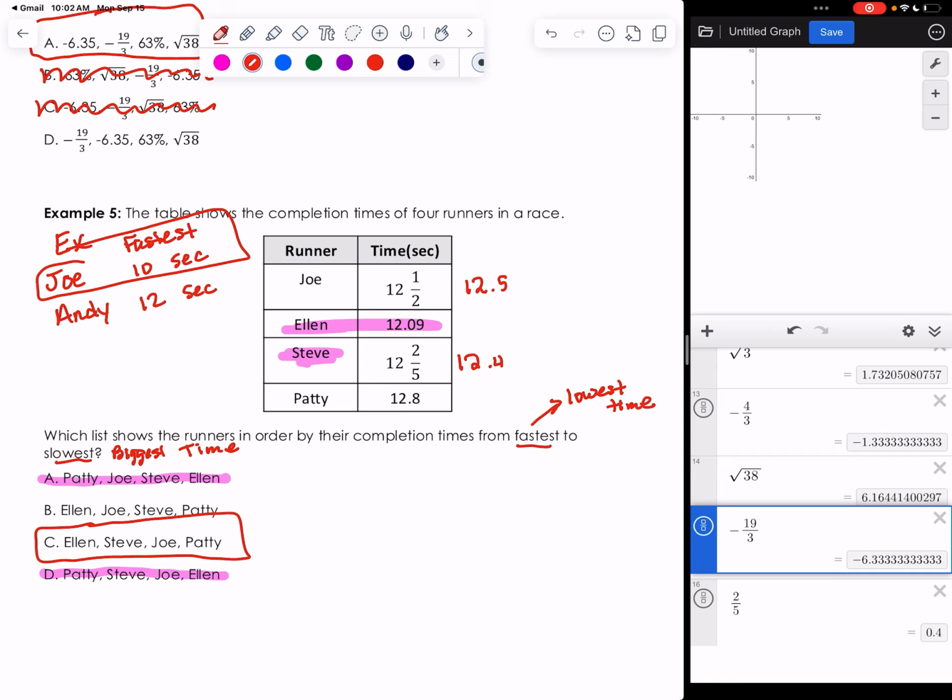And that concludes today's lesson on comparing and ordering real numbers.